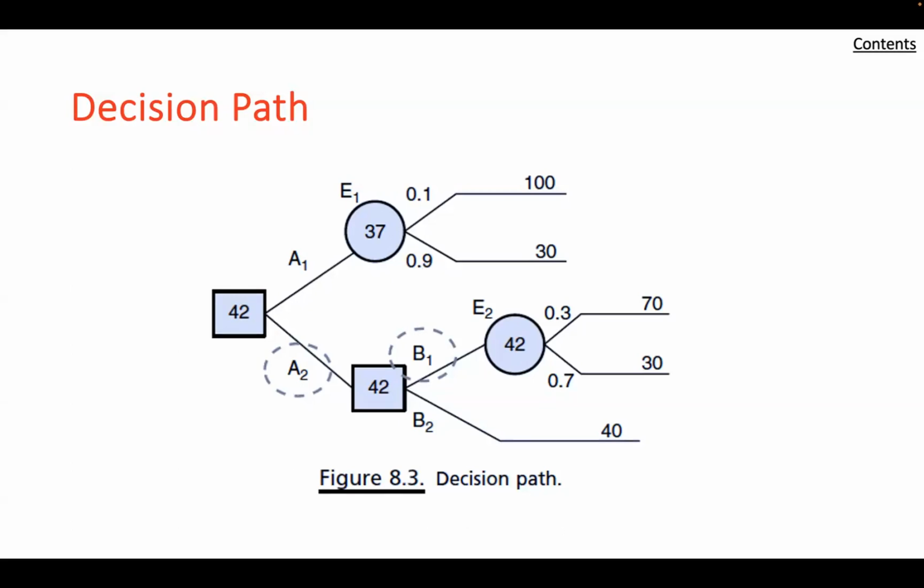Choosing B2 will result in the value of 40. Choosing B1 will result in an event E2 with two possible outcomes. These outcomes result in values of 70 and 30 with probabilities of 0.3 and 0.7 respectively. Which decision path is best? The answer to the last question is dependent on the objectives of the trade-off study.